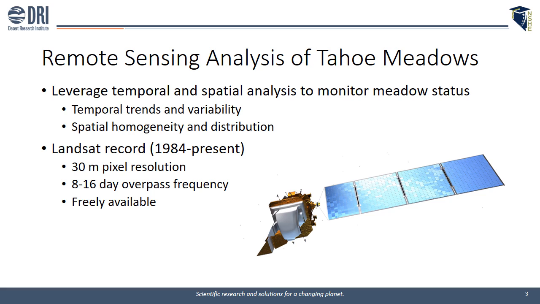Landsat is a satellite mission that was initially launched in 1984. The current satellites have about a 30-meter pixel resolution. You get an overpass, you get an image every 8 to 16 days, and that imagery is freely available. And recent advances in cloud computing have made it much easier and much more efficient to process and analyze that entire record. And so we're making use of the entire Landsat record here.